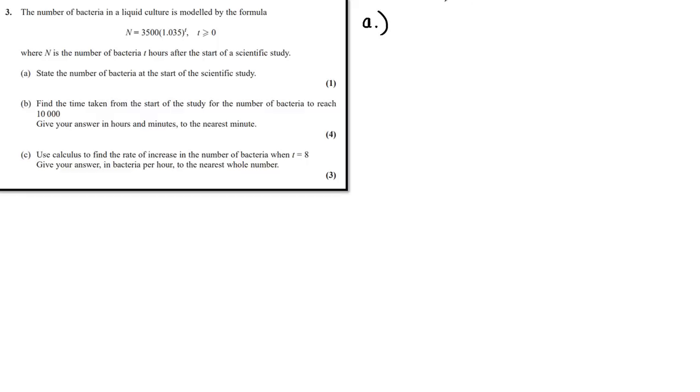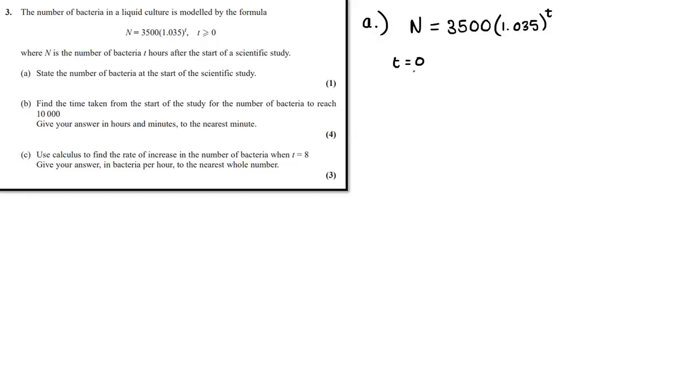So the formula we have is n equals 3,500 times 1.035 to the power of t. Now, if we're looking for the number of bacteria at the start of the scientific study, where t is the hours after the start of the study, then t in this case will simply be equal to 0. Okay? And there's a bit of a clue here in that it's only 1 mark. We're not going to be doing any kind of real calculations, very brief working.